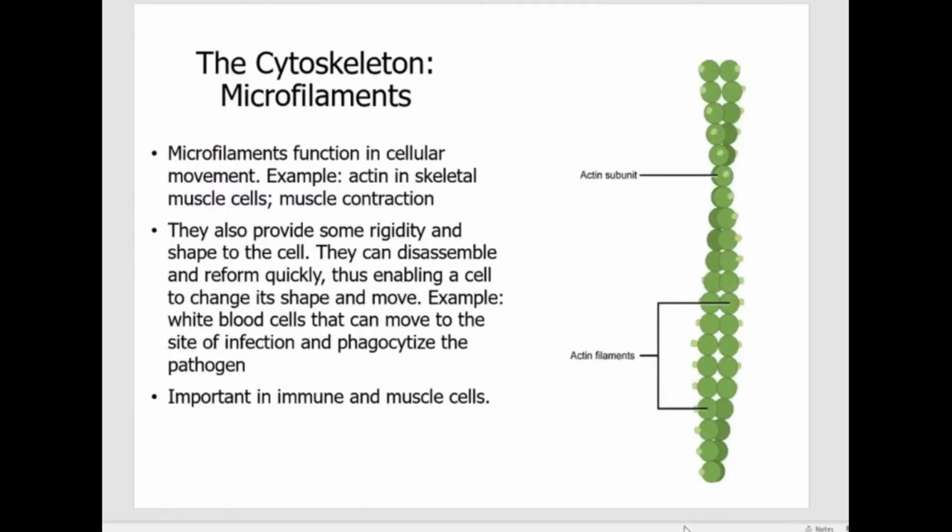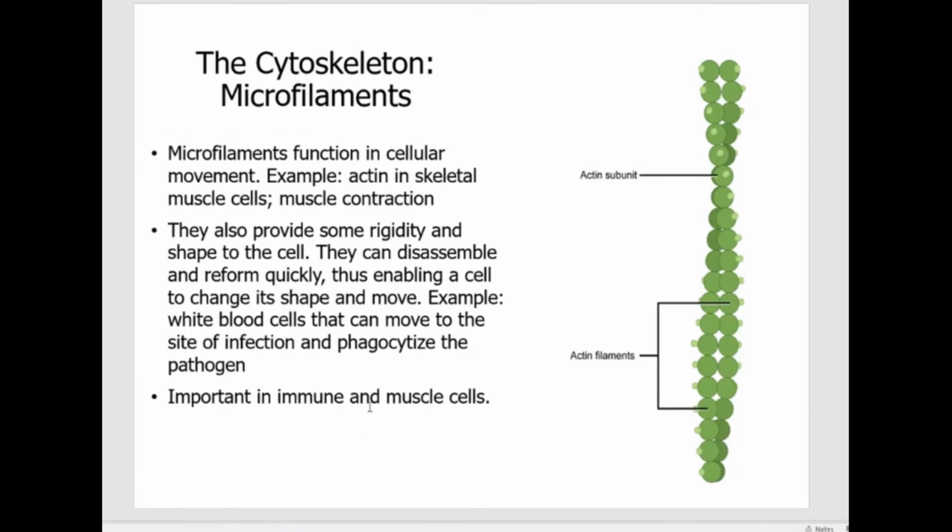Okay, so let's look at the microfilaments first. Now, just remember a couple of examples. First of all, you have these microfilaments in your muscle cells, and this is how your muscle cells generate contraction. Okay? So the main ones are actin and myosin. So that's microfilaments.